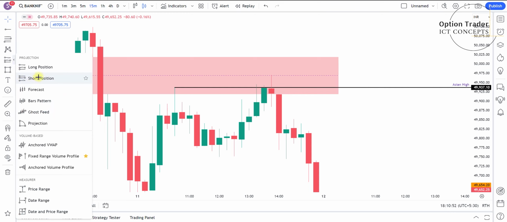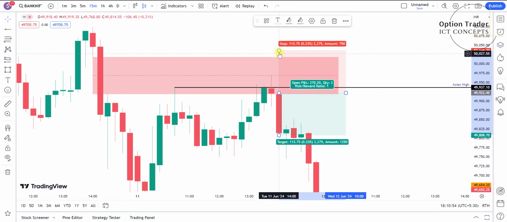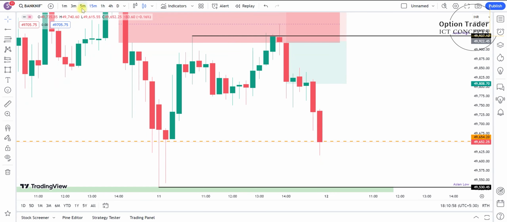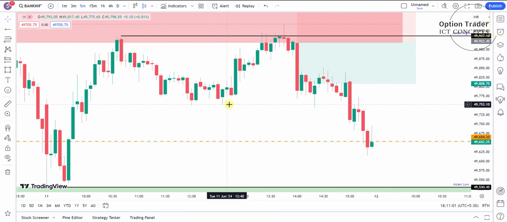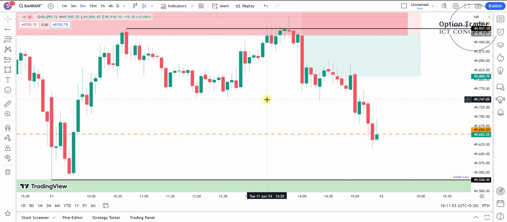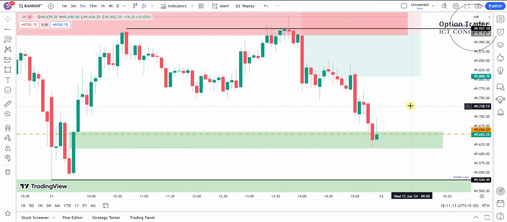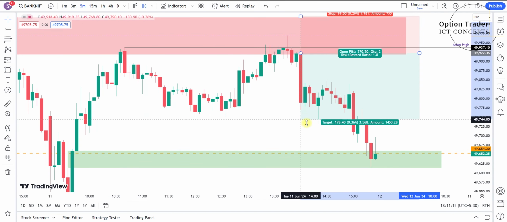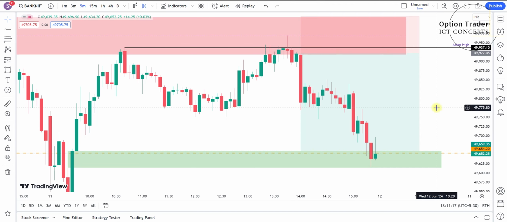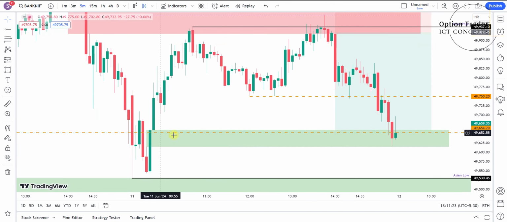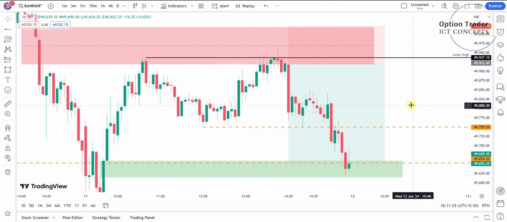So I shorted over here, kept my SL over here, and where would be my target? As you all know, here it was a lot of consolidation, and where would be my target? I was targeting here. We are having a 5 minute good fair value gap, so I was targeting all the way to here. Even though I know this is a low, this is not a valid low because we are having a good potential FVG over here.